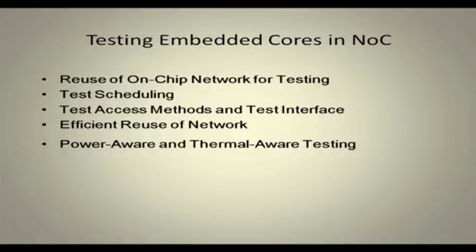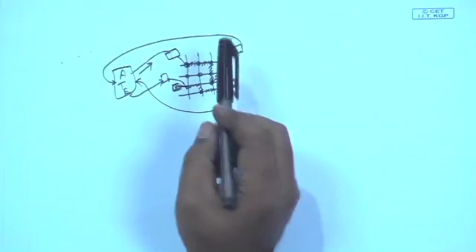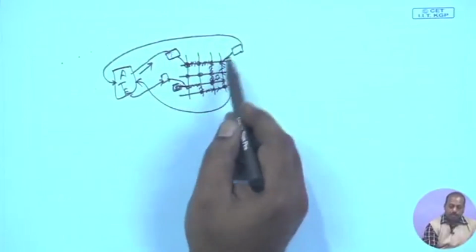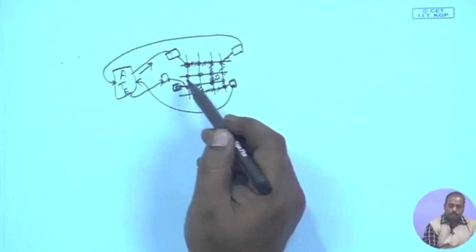Then there are the test access methods and the test interface. How are you going to use the test? As I was telling in this example, we assume that this core and this core are acting as source and sink. Similarly, these two cores are acting as source and sink. So, like that we have assumed.